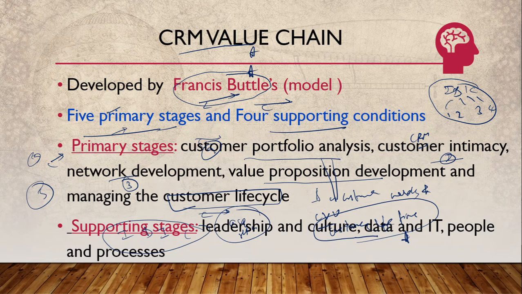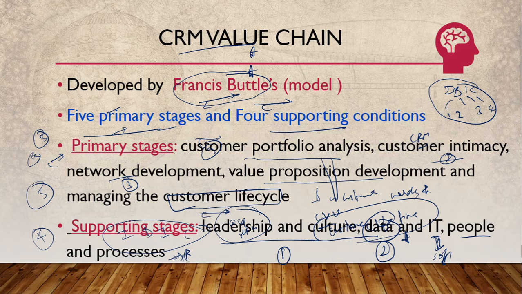And then come the supporting stages. So these are the 5 key stages, and then what are the other things which support these 5 stages? That is, the company needs to concentrate on the leadership and its culture, then how you handle the customer data, which is the second, and then the IT, which is the software and the hardware, and the fourth one is the people and processes, which is the HR or the marketing team. So these are the 4 supporting stages which help these 5 primary stages.